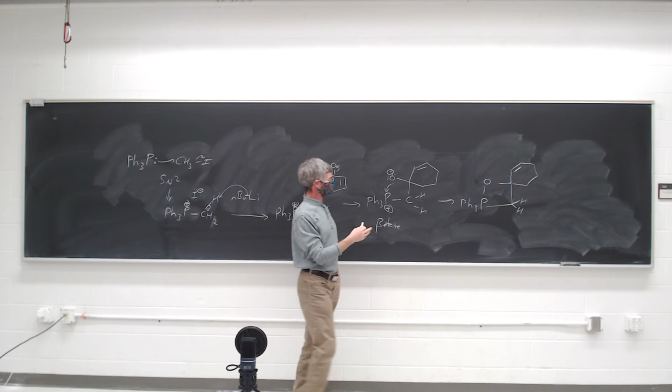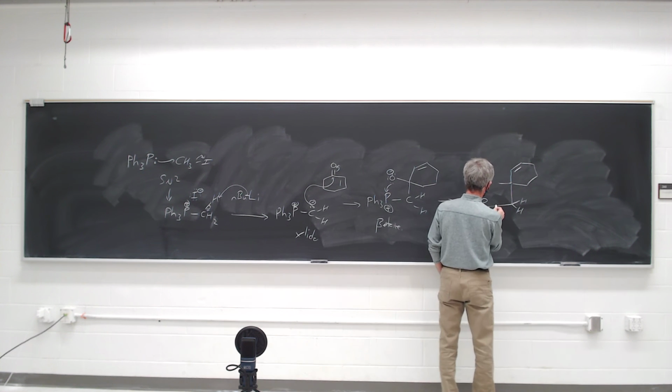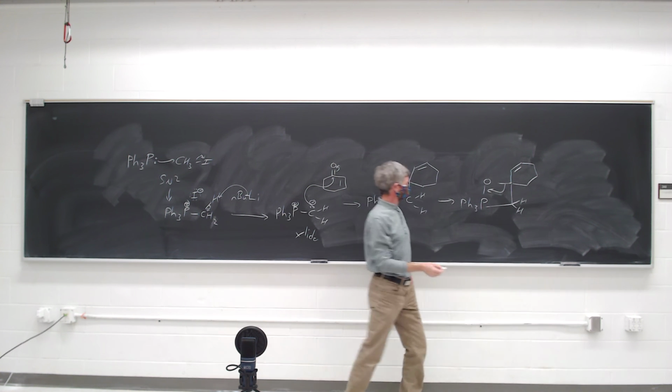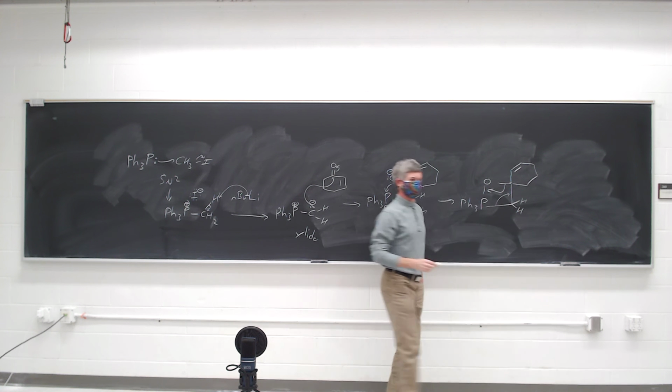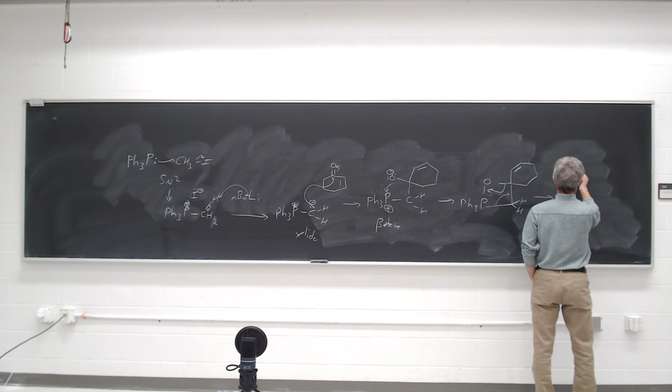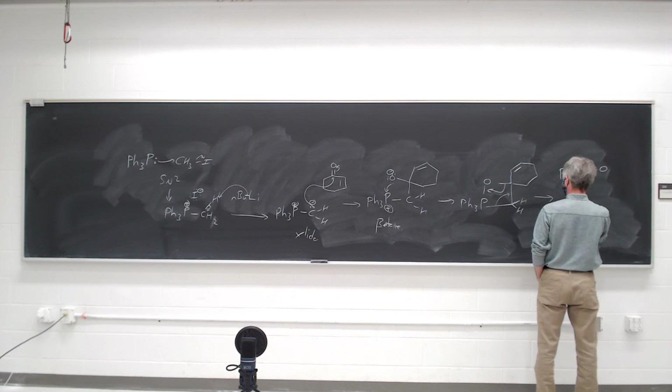That ring is going to break down with one bond going to form the phosphorus-oxygen double bond, and the other bond going to form the carbon-carbon double bond, and same product. So you're all set.